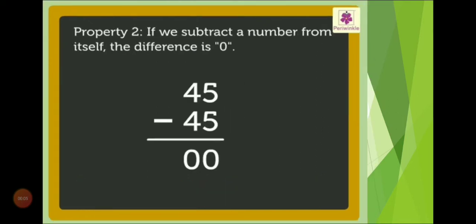Property 2. If we subtract a number from itself, the difference is 0. Let us take the number 45. If we subtract 45 from 45, that is, if we subtract 45 from itself, we get the answer 0. This tells us if we subtract a number from itself, the difference is 0.